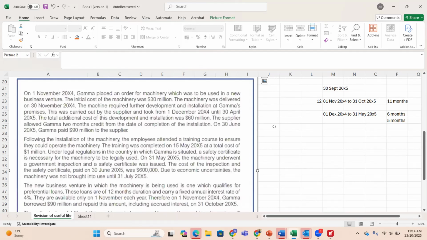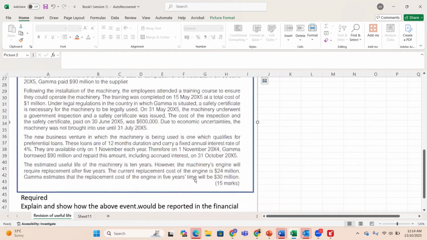The 30 million won't be relevant. That is just to confuse you. So for the current year, while recognizing, 24 million is the number we'll take. 30 million is the cost on replacement after 5 years. Why would I need that information now? Or, if they have given an interest rate, the 30 million I would have to expend 5 years afterwards, so its present value would give the current replacement cost.